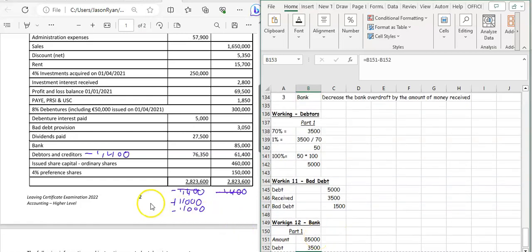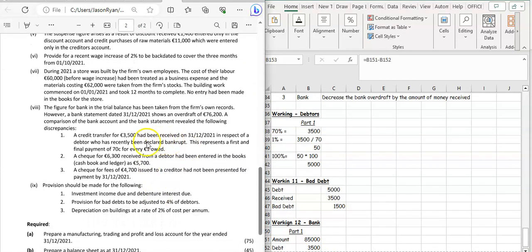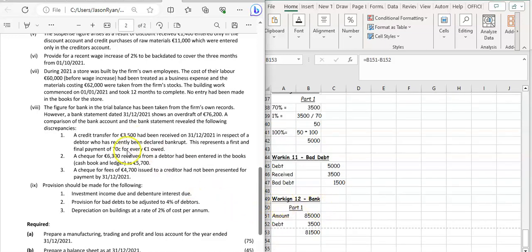So anytime you get an adjustment that says that a debtor has been declared bankrupt and this represents the first and final payment, three things you're going to do. One, you're going to decrease the bank with the amount of money we received. Two, you're going to calculate the 100% for the debtor and you're going to reduce your debtors. And three, the difference between the 100% and the 3,500, that's going to be your bad debt. That goes into your profit and loss account underneath selling and distribution.